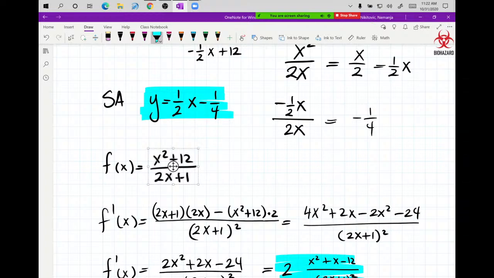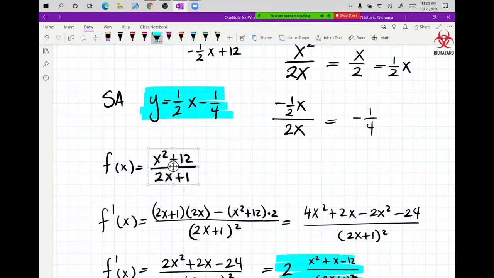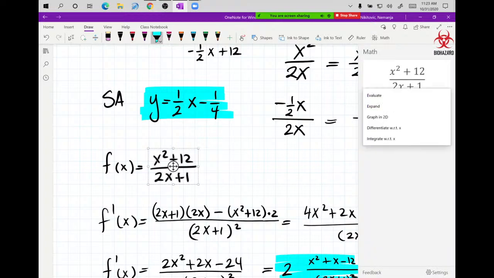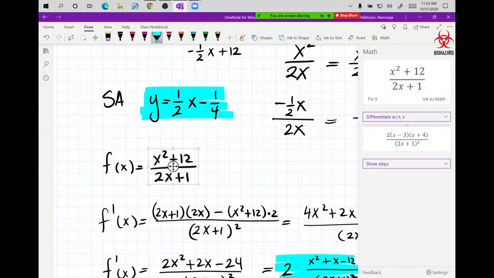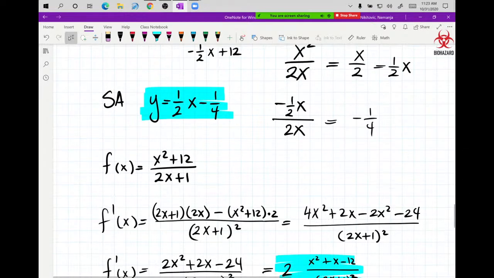Yep. And then you push math, and then you select an action, and you say differentiate. Oh, I selected the wrong one. So you circle, you push math. Oh no, I did the good one, actually. Oh, it gave you factors. See, 2 times, and then it gave you factors. Yeah, that's good. So that's the faster way to differentiate. It works really great. All right.